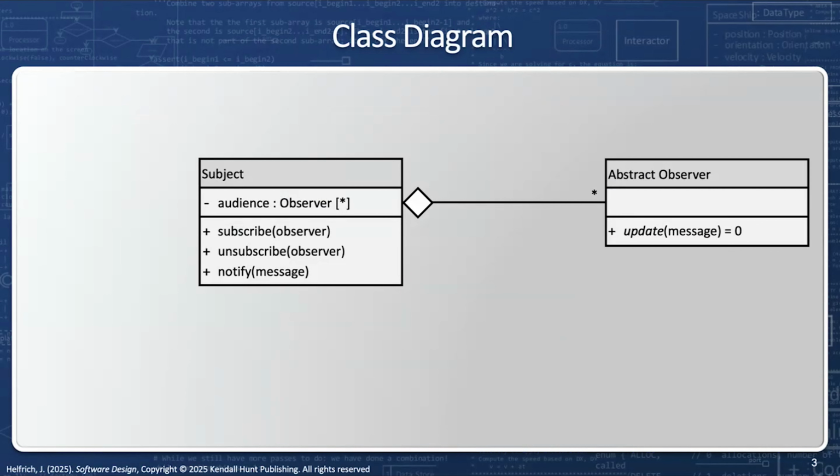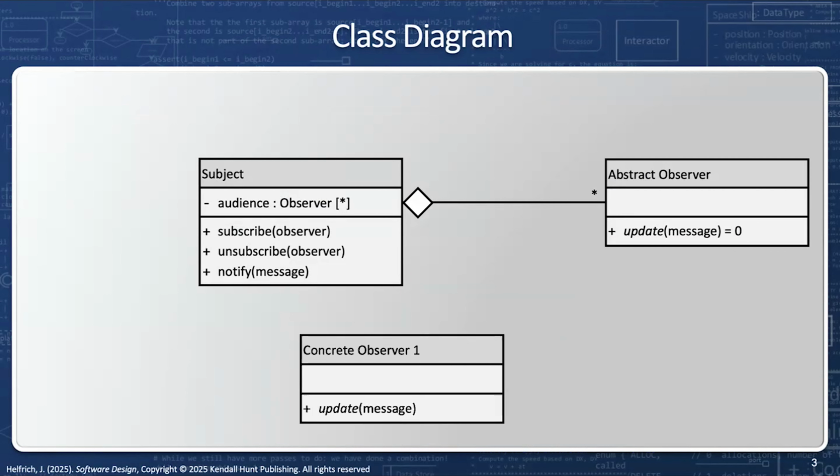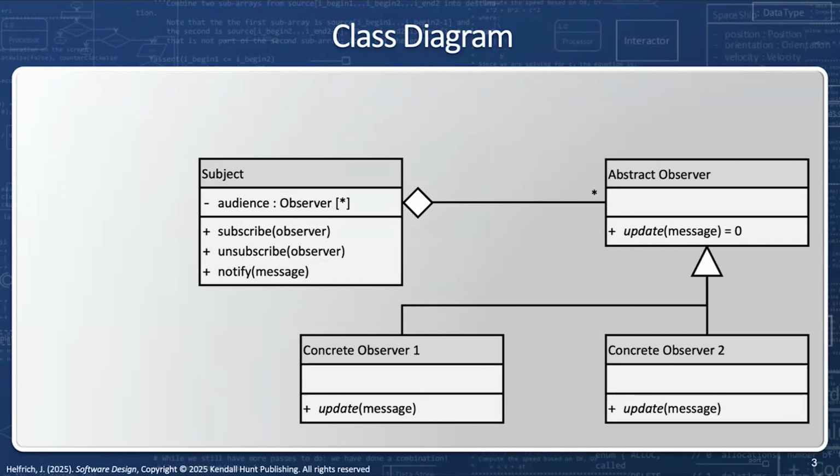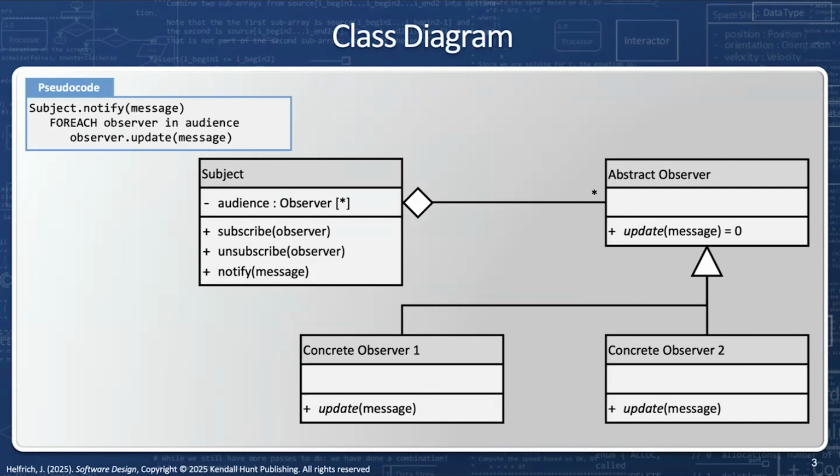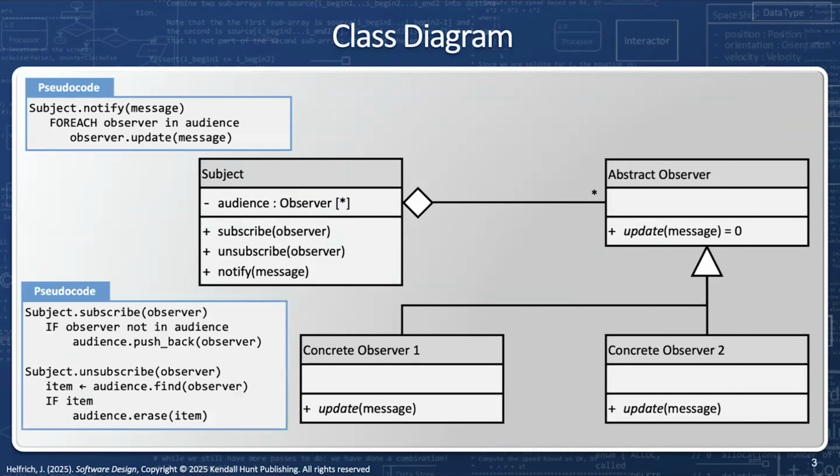Now, derived off this, I'm going to have a concrete observer 1 and a concrete observer 2. Each one is going to implement its update method, and they're going to do something with it. So for an example, if the subject wants to notify, it's going to say for each observer in the audience, I'm going to send that person a message. So how can we subscribe? We're going to say if the observer is not in the audience, then I will push it back onto my list of observers. And I can unsubscribe by finding a given observer and then removing it from the list.